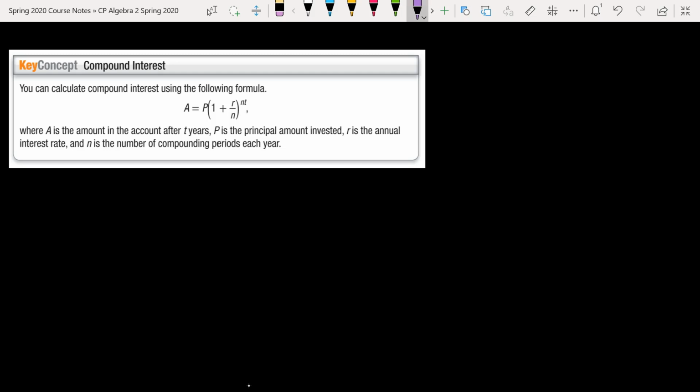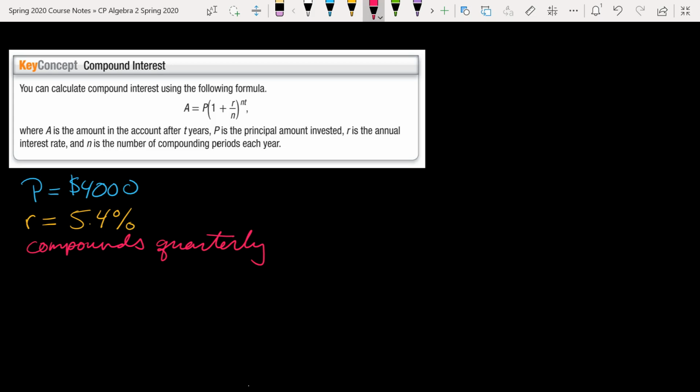It might compound every quarter, 4 times a year. It might compound every month. Heck, it could compound every second. But let's see how this works. Let's say that we invest $4,000. And let's say the return on that money, the annual interest rate, is 5.4%. Finally, let's say that that compounds quarterly, which means it compounds every 3 months or 4 times a year. Let's see how much money we're going to have after 8 years.